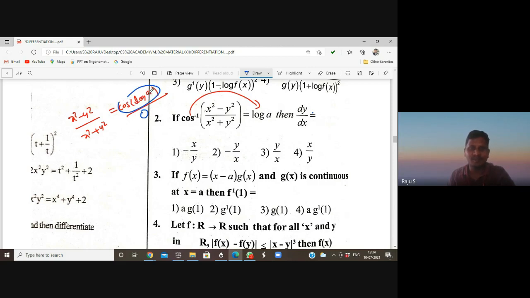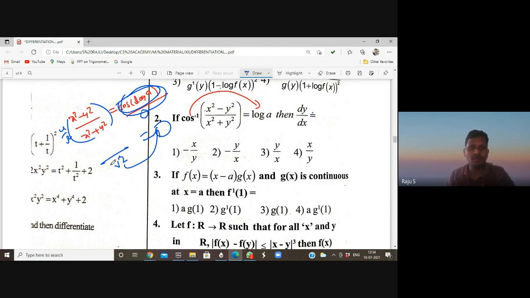Is there an x variable? No. There is no x variable, so clearly it is 0. Here, on the left side, when you differentiate, apply the u by v rule. Anyhow, when we differentiate, the right side is 0. When I apply the u by v rule, we get some v square. When I cross multiply, v square also becomes 0.